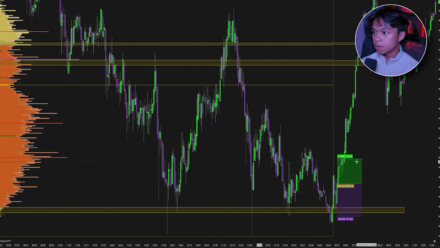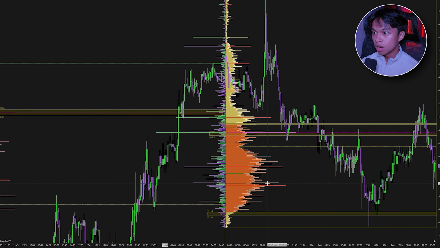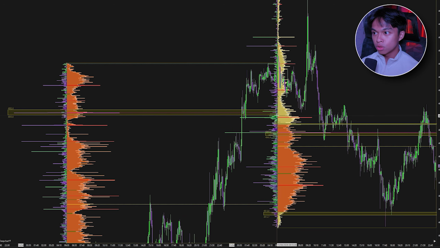And where's going to be your take profit? Your take profit is going to be all the way up to the point of control, just like this, netting over 3 RR. Now the same thing as well over here. You can see this perfect rejection onto this point of control.